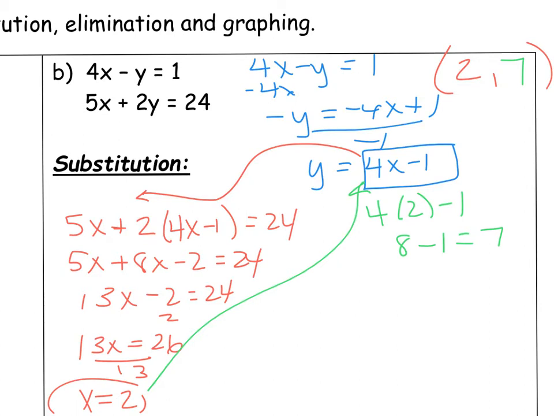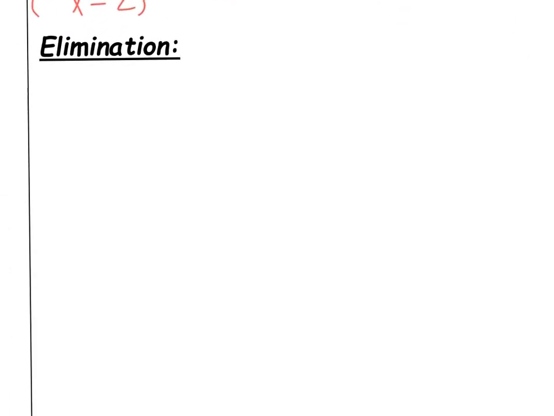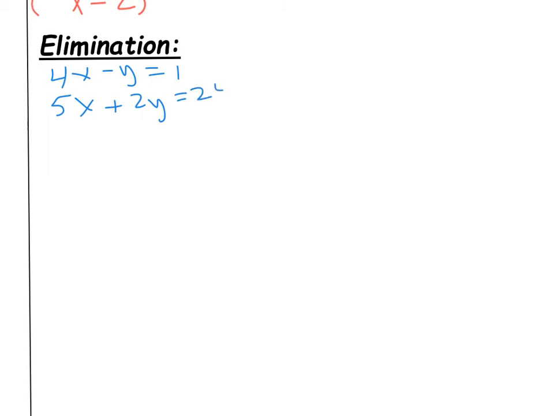Okay, so now we're going to do elimination, and elimination should get me the same exact answer. So let's go ahead and scroll this up, and I'll write the problems down. The problems are 4x minus y equals 1, 5x plus 2y equals 24. We have to pick a variable. We could pick x. If we picked x, we would want to get a 20. So maybe we multiply the top equation by 5 and the bottom one by negative 4 to get the negative 20. But I'm still going to stick with my first equation.